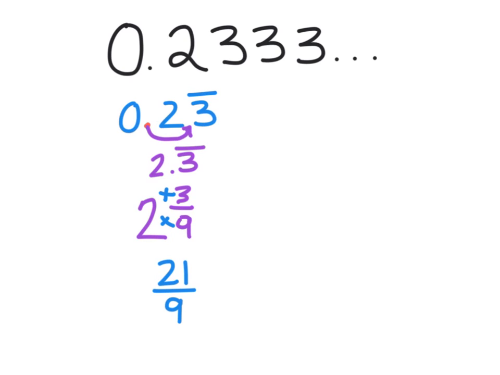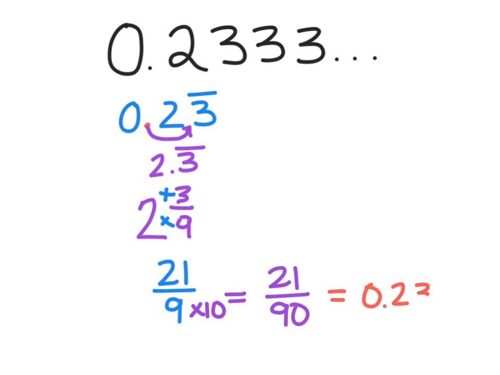Now the trick for these ones is because you moved the decimal one spot here, that's like multiplying by 10, so I'm going to have to times the bottom by 10 because I moved it one spot. If I do that, I end up with 21 over 90. Let's grab our calculator and type in 21 divided by 90. When I type that in, I get 0.2 and then 3 is repeating. So I did this correctly. My fraction for this problem is 21 over 90.